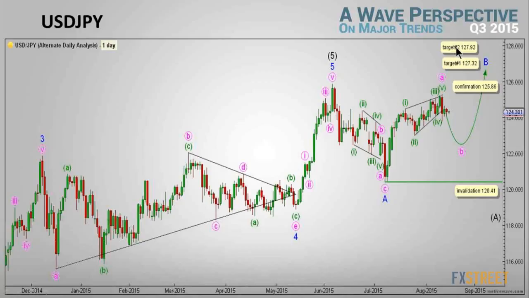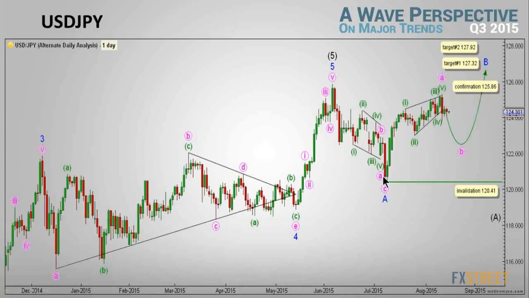wave A blue, and the final target, which is the common target for B waves within expanded flat corrections, is at 127.92, as at that level wave B blue will reach 1.38 the length of wave A blue. This count would be invalidated and discarded by movement below 120.41, as wave B pink within wave B blue may not retrace more than 100% the length of wave A pink.